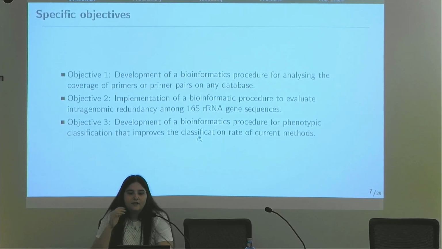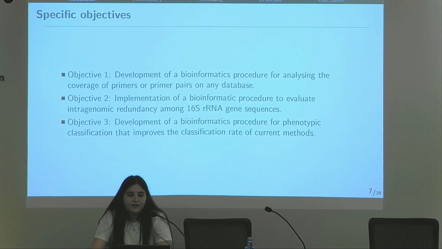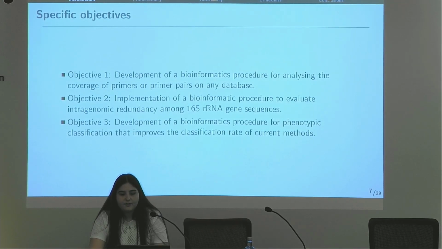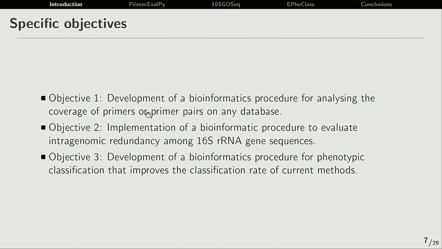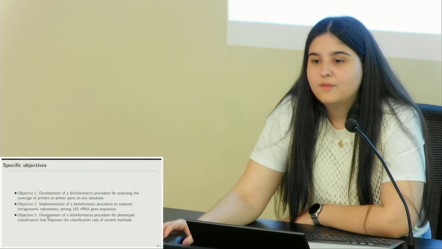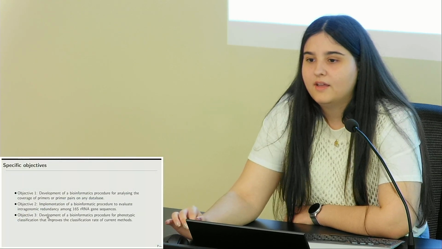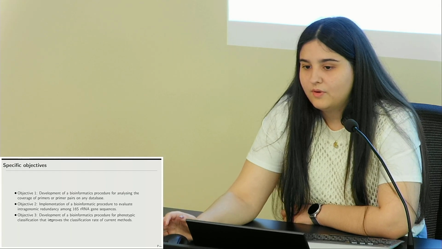Now that we have introduced these concepts, we can specify the objectives. The first objective is the development of a bioinformatic procedure to analyze the coverage of primers or primer pairs on any database. The second objective is the implementation of a bioinformatic procedure to evaluate the intragenomic redundancy of the 16S rRNA gene. The intragenomic redundancy is this characteristic that we mentioned earlier of having more than one copy inside a genome. Finally, we have a third objective of developing a bioinformatic procedure to classify phenotypes, which in our case will be diseases.